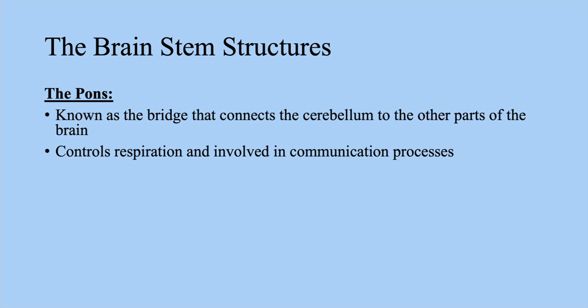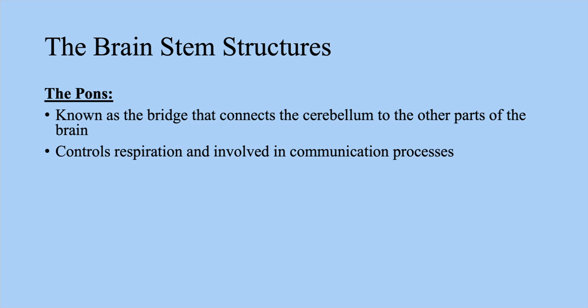Next, we're going to talk about the various structures in the brainstem. The first structure is known as the pons. The pons is basically the bridge that connects the cerebellum, which is located at the back of the head, to the other parts of the brain. As we discussed in the past video, the cerebellum is responsible for controlling equilibrium and the body's balance. Additionally, the pons controls respiration and is involved in the communication process.